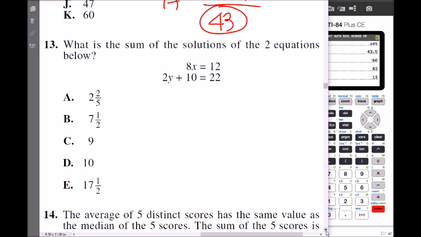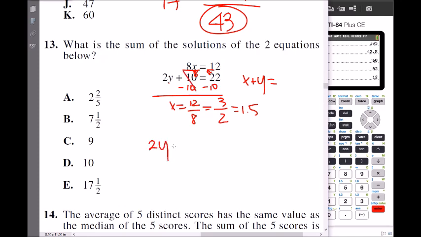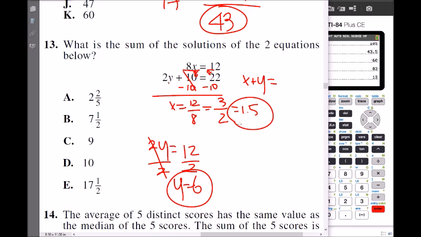13. What is the sum of the solutions? So the sum of x and y. Okay, so 8x is 12. When you divide by 8, you get x equals 12 over 8, which, when you divide by 4, is 3 over 2, which is 1.5. And 2y plus 10 equals 22. When you subtract 10 from both sides, I get 2y equals 12. When you divide by 2, y equals 6. So x is 1.5, y is 6. So it's 7.5. B.